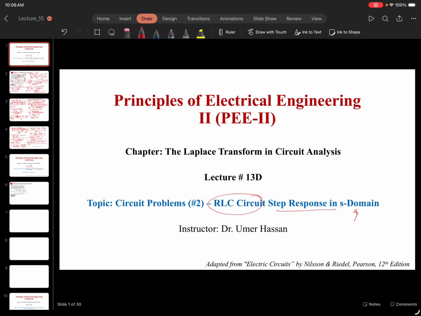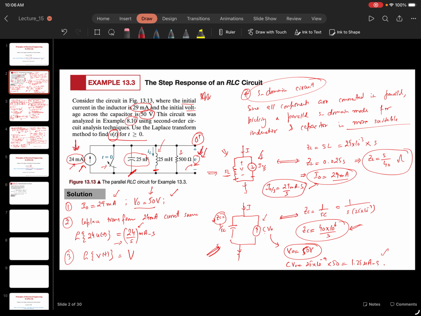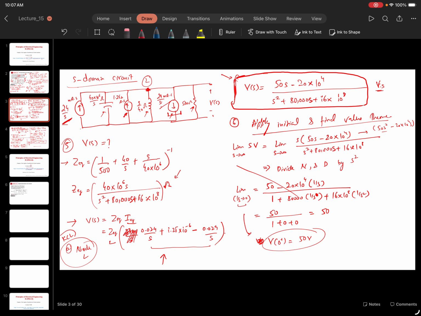This is the 13D example problem. In this example problem, we were given a time domain circuit, which was this one, where we had an inductor, capacitor, and resistor all connected in parallel with a current source, and it was a step response because our source came into the circuit at time t equal to 0. We did have initial energy stored in the inductor and the capacitor as well. So the very first thing, we wrote down the initial conditions. Then we Laplace transformed the current, 24 milliamperes. We also converted the resistor, the capacitor and the inductor into their S domain models, and we formed the circuit, right?